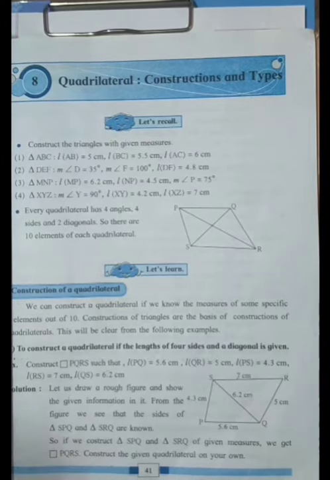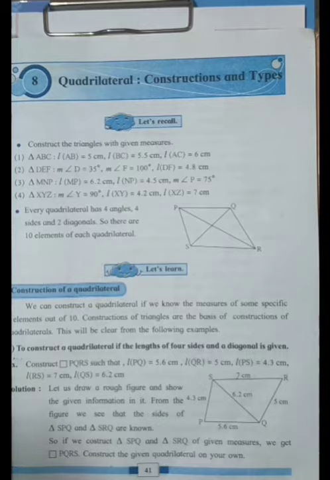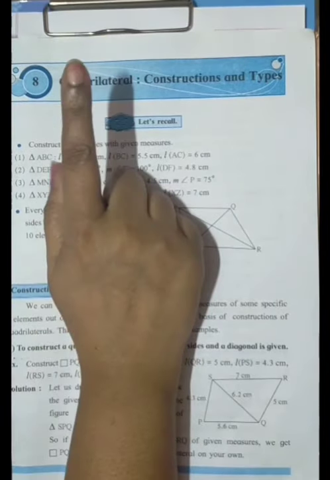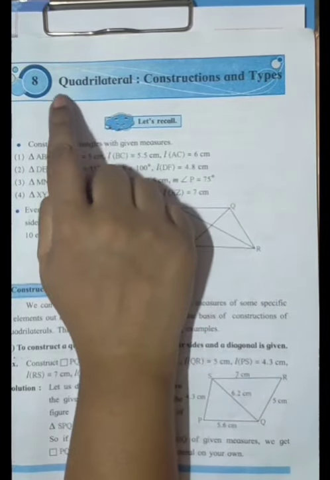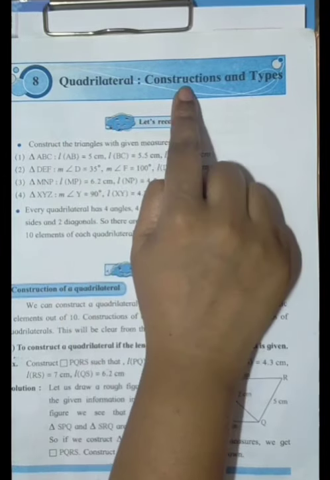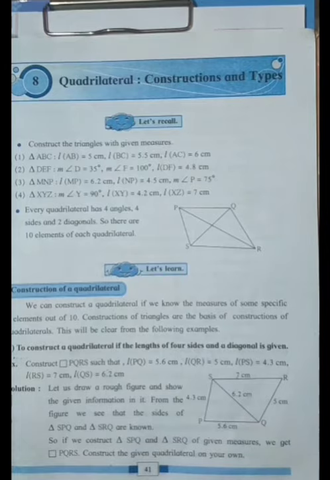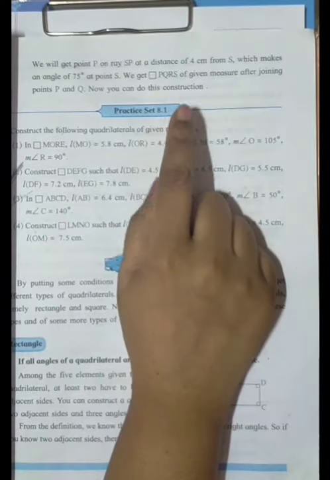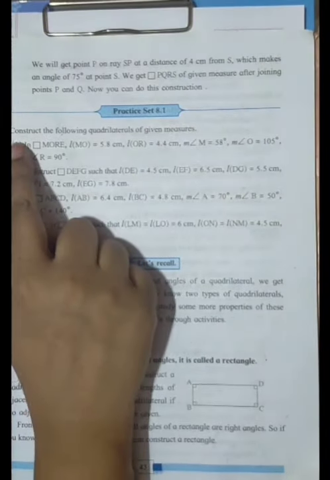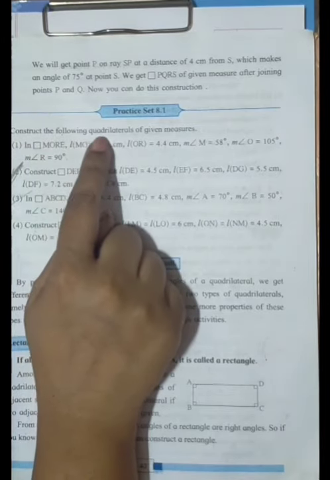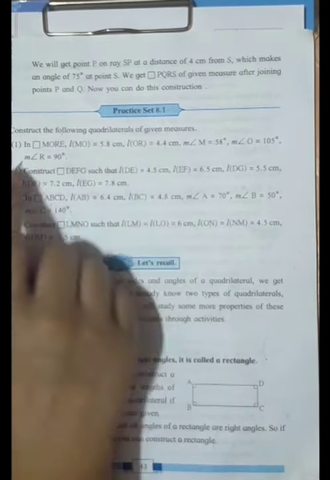Today we are going to solve chapter number 8 of class 8, quadrilateral construction and types of practice set 8.1. So the first question is given: construct the following quadrilateral of given measure.